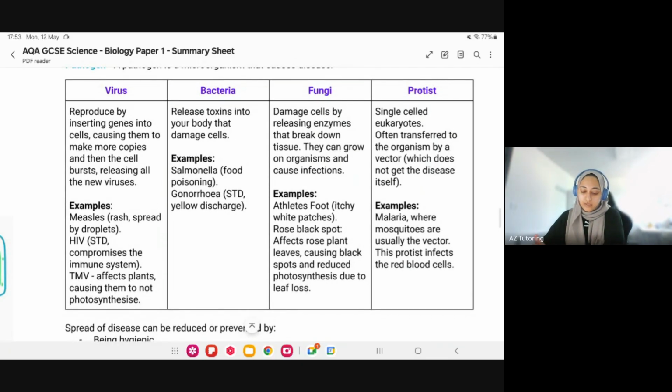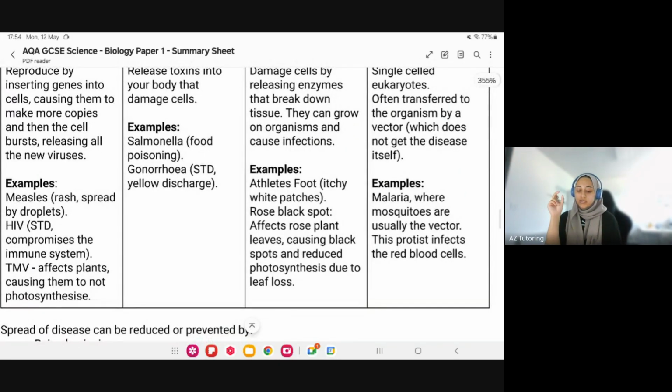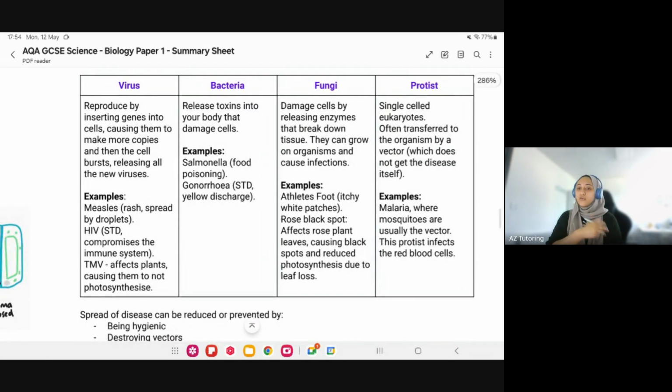A virus could be measles, HIV, and so on. Fungi could be athlete's foot. You've got rose black spot on plants. What rose black spot causes is the leaves to lose their green color. So if the green color is lost from the plant, then the plant won't photosynthesize and in turn die.